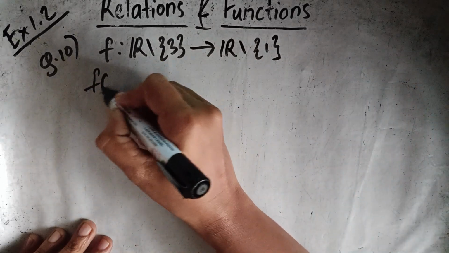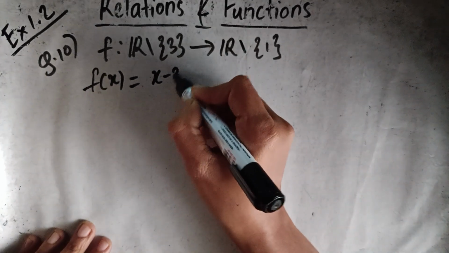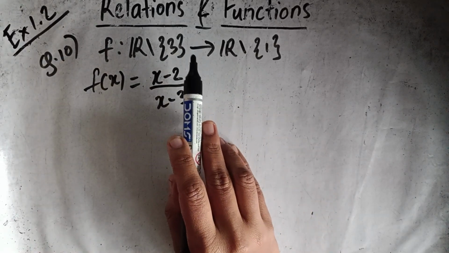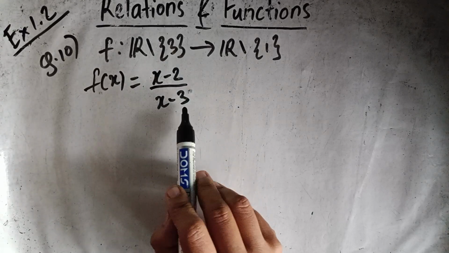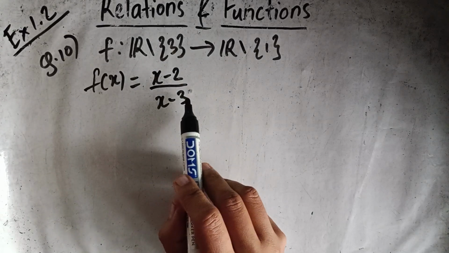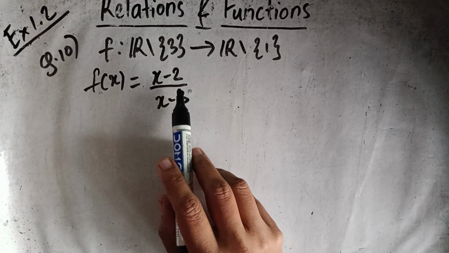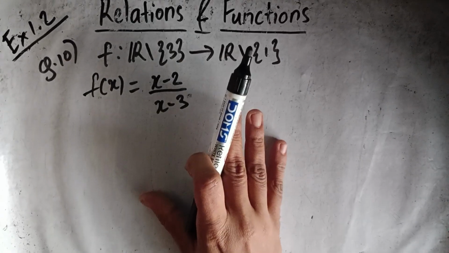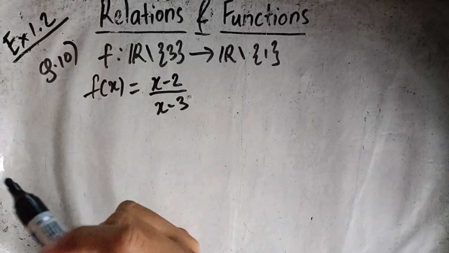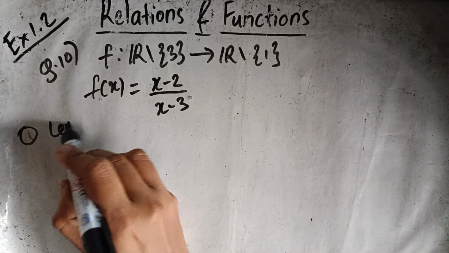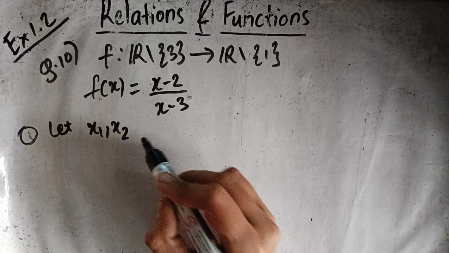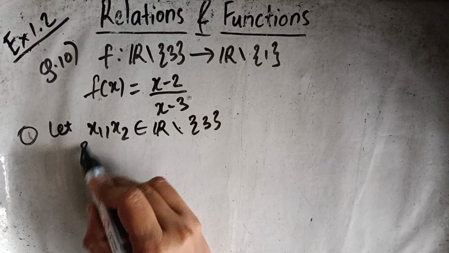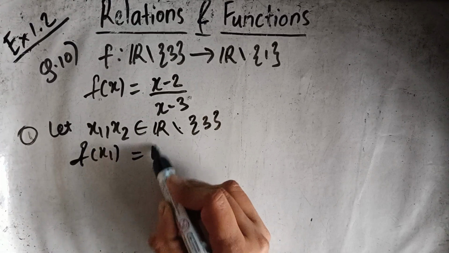And f of x is (x minus 2) upon (x minus 3). Why is 3 removed from this domain? Because if 3 is there, then you will get 0 in the denominator, so it becomes infinite. That's why 3 is removed. So for one-one, let x1, x2 belong to R minus {3}, so that f of x1 is equal to f of x2.